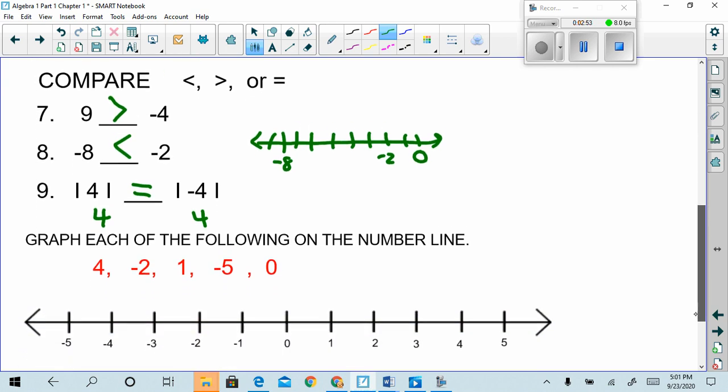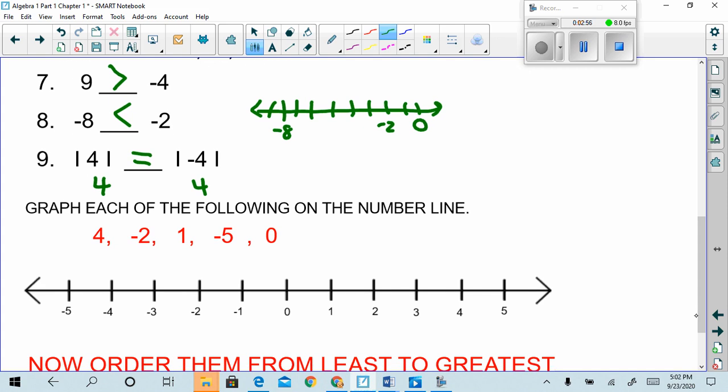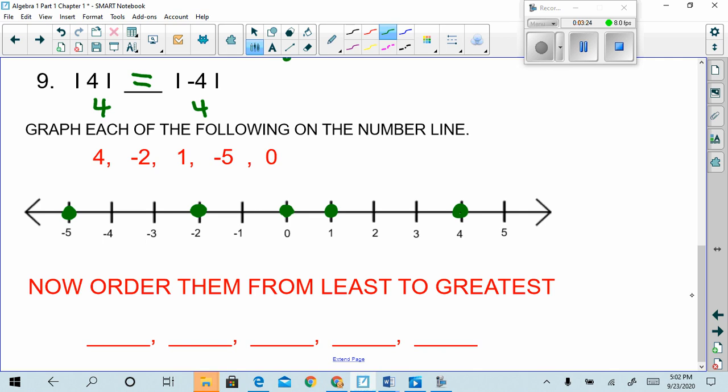Our next topic was graphing on a number line. To graph points on a number line, it's a solid dot at that interval. So if I want to graph 4, I find 4 and put a solid dot at 4. Graphing -2, solid circle or dot at -2. 1, find that interval on my number line, -5, and 0. Now that I have graphed each of these points, it makes it very easy for me to write them in order. Order them from least to greatest. -5, -2, 0, 1, and 4.